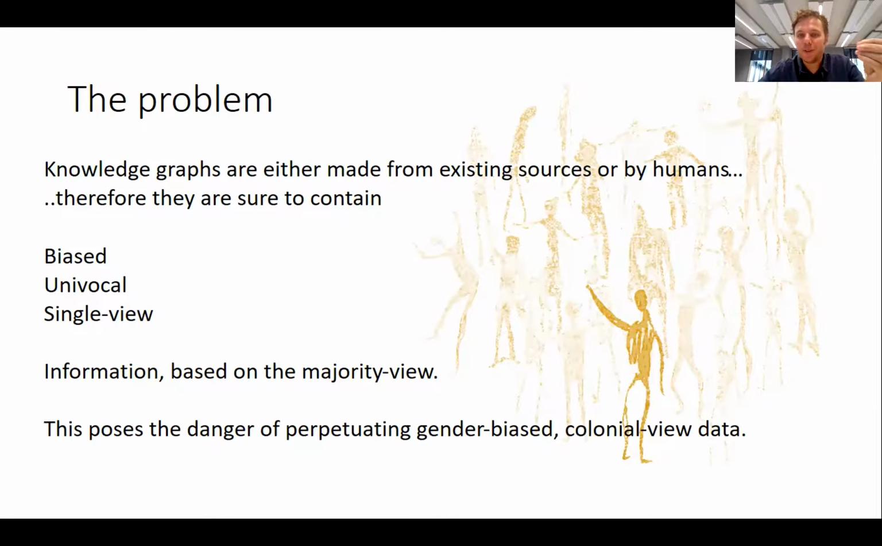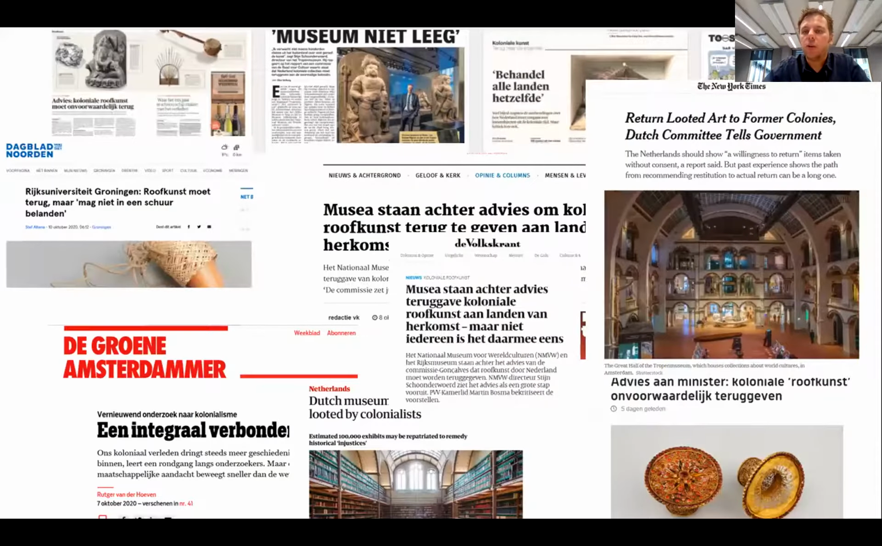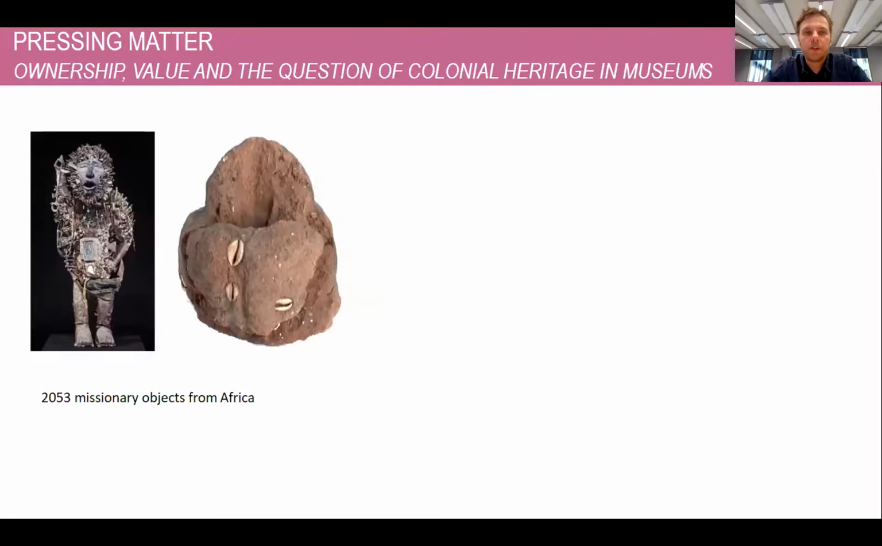So for that, what we need to do is to consider whether we can actually build and identify these multiple voices in these original data sets to build knowledge graphs that actually represent a more global view. So where we're doing that now currently is more in a local project, the Pressing Matter project, where we're looking at Dutch art that was actually now here and taken from ex-colonies.